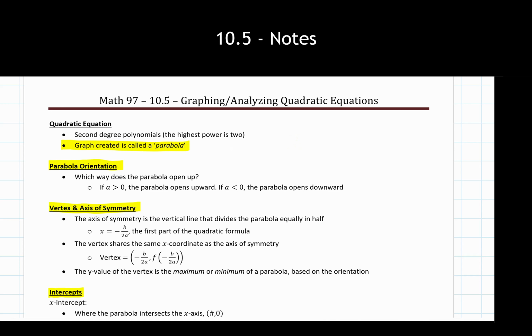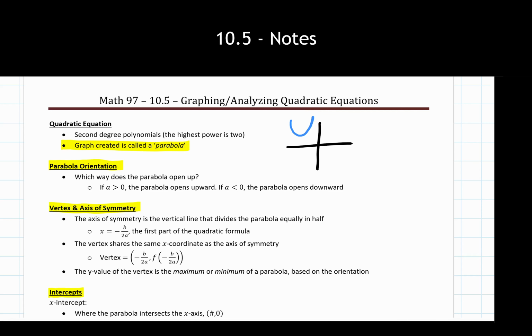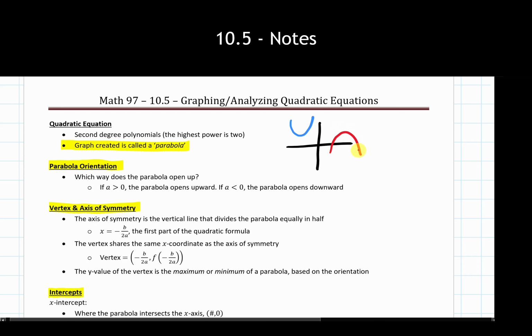As a quick drawing here, we have a graph, a parabola, which is the name of these things, that would be something like this. It's got a U shape going up, or it could be a U shape going down. Where exactly it's positioned in this set of axes can vary, but it's going to follow this general U shape.